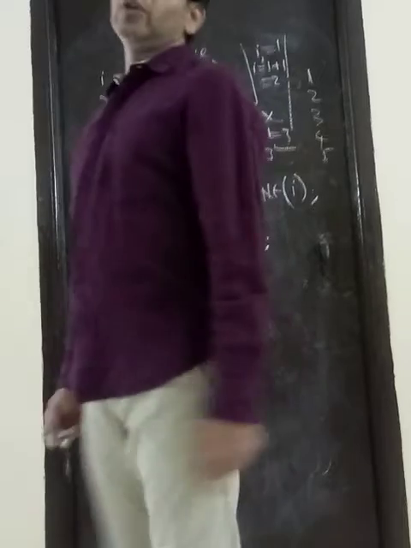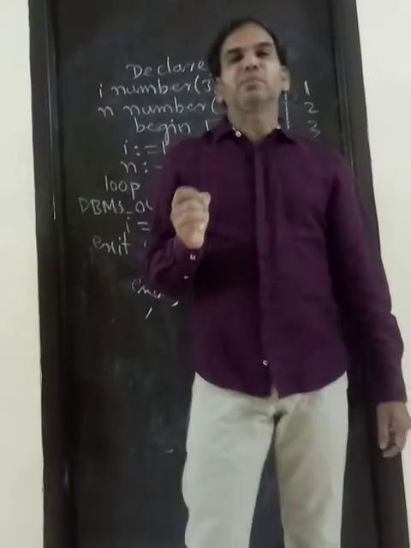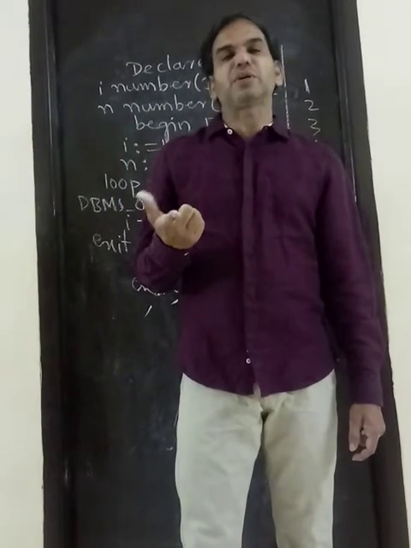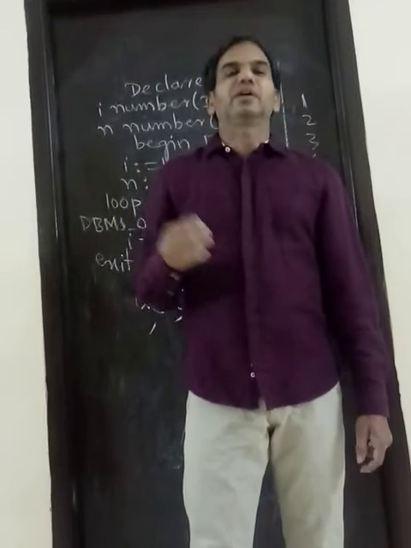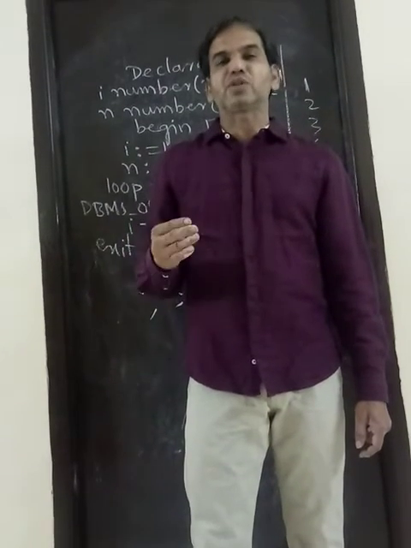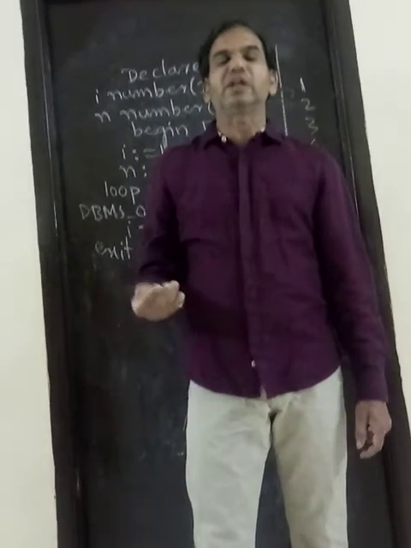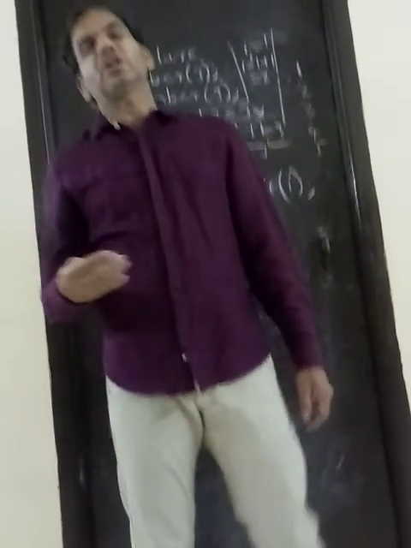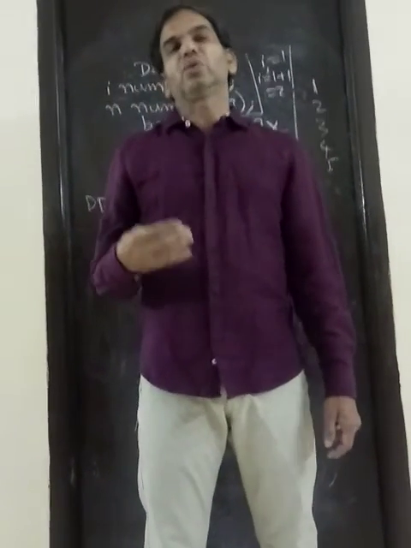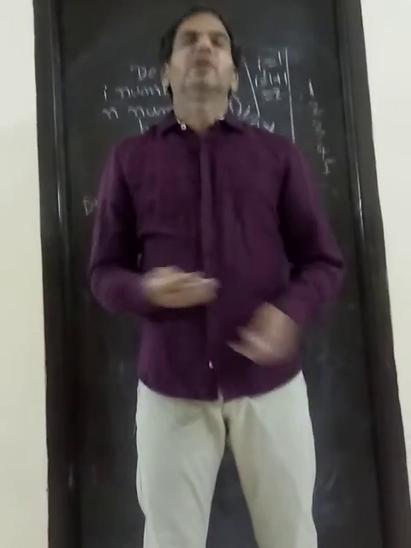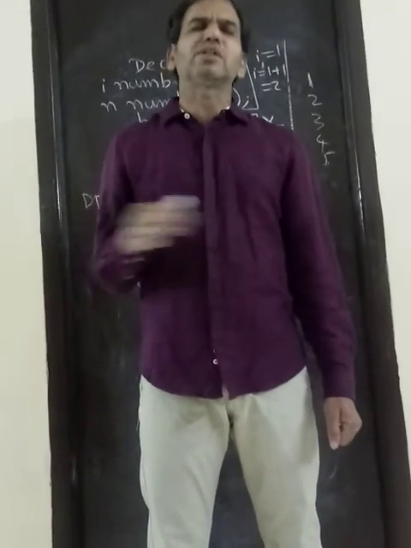Now we will see the while loop, and while loop is similar to C, C++, Java. In loop and end loop, first it will execute, then the condition will be checked. Whereas in while loop, first the condition will be checked. If the condition is true, then only statements will execute. If the condition is false, it will exit. It is totally similar to C language. We will see the syntax of while loop in PL/SQL.